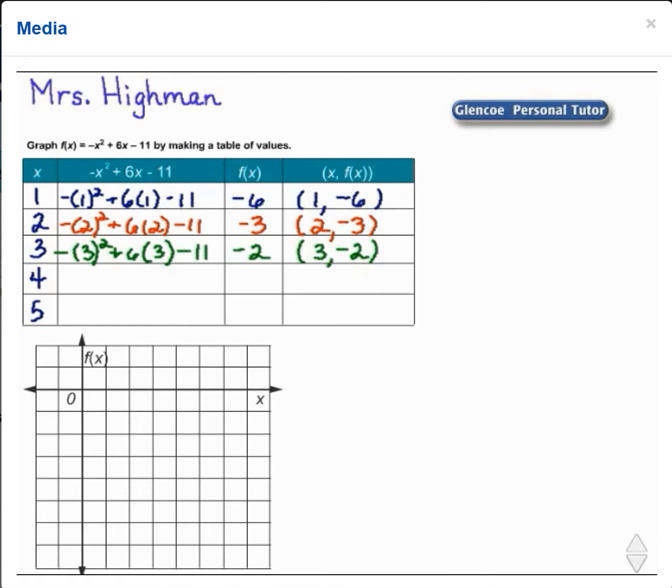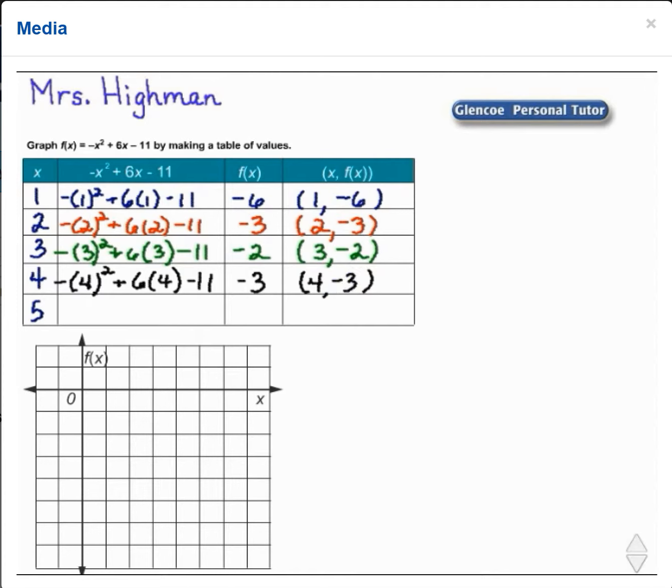All right, next we're going to put the value 4 in place of x. So we have the opposite of 4 squared plus 6 times 4 and minus 11. And simplifying that, we get negative 3. So that ordered pair is 4, negative 3.